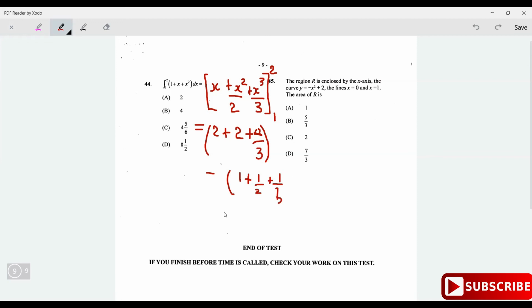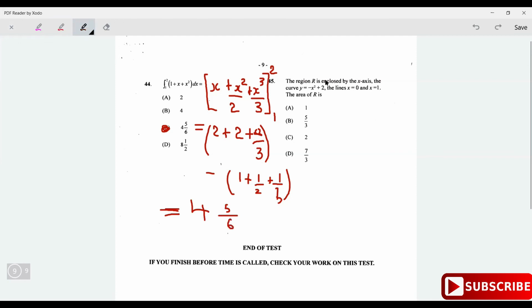And so what we're going to get is, this works out to be 2 plus 2 is 4. So we get 4 plus 8 over 3. And then we subtract 1 plus a half plus 1 over 3. And so I get 4 and 5 over 6. That's what you're supposed to get when you put it in the calculator. 4 and 5 over 6. Easy question. Soft. Moving along.